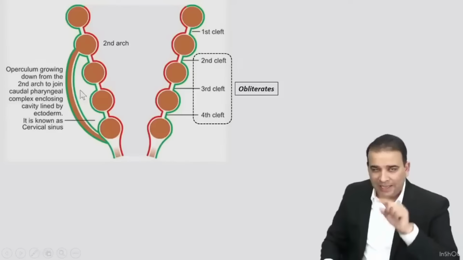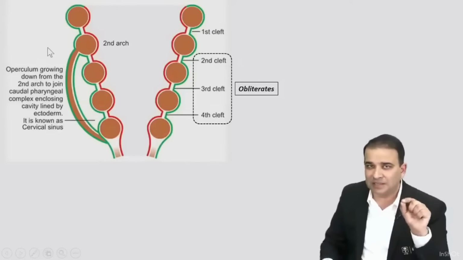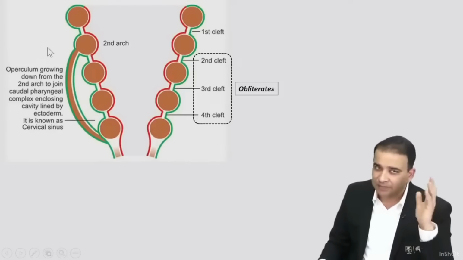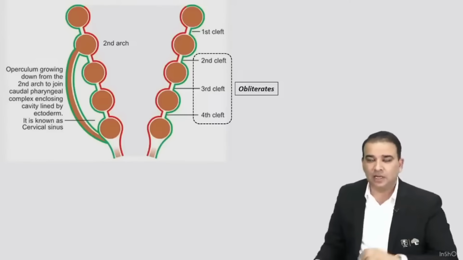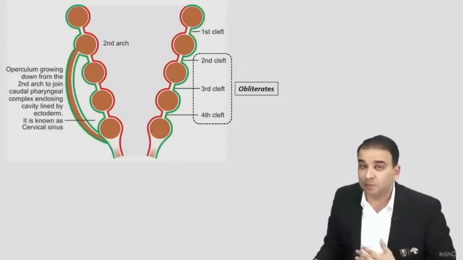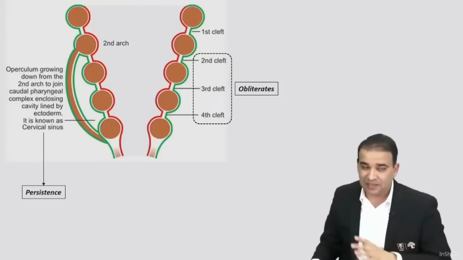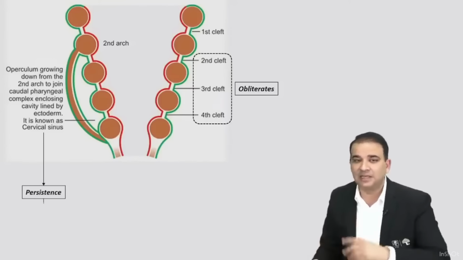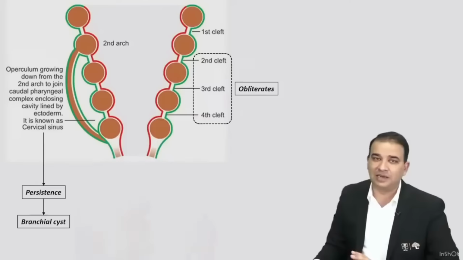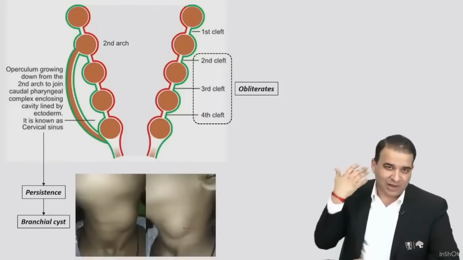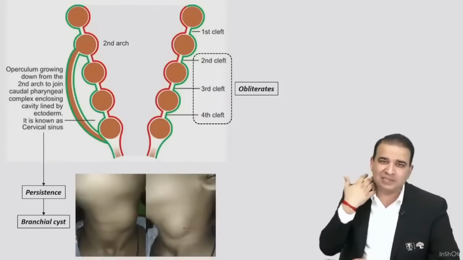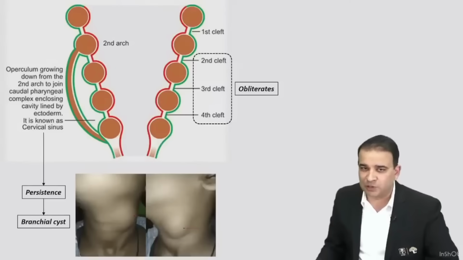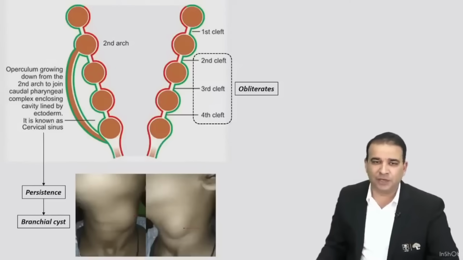Now this ectodermal lined embryological space is called the cervical sinus. This cervical sinus usually disappears, but if there is a persistence of the cervical sinus, that can give rise to a branchial cyst. You have all read about the branchial cyst. Usually these are painless, harmless swellings seen along the sternocleidomastoid, and most of the time the patient gets rid of these branchial cysts for cosmetic reasons.